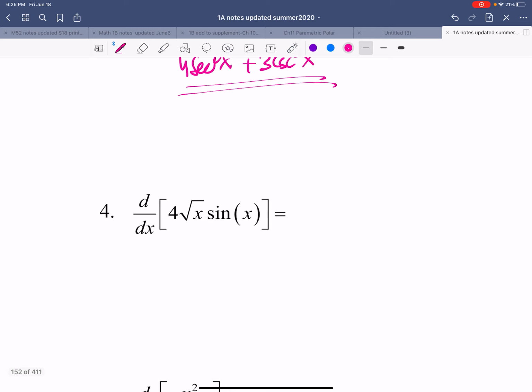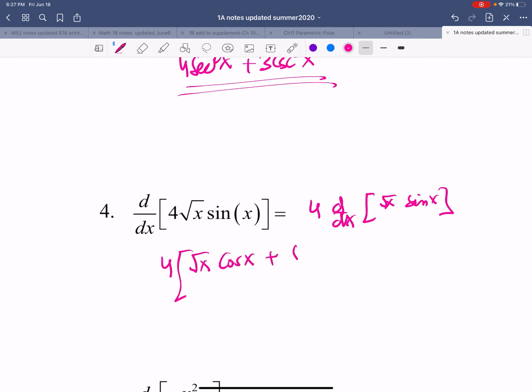4 square root of x times sine x. I'm going to pull out the 4, since 4 is a constant, and do the derivative of square root of x times sine x, using the product rule. Product rule says first function times derivative of second function plus second function times derivative of first function. Derivative of square root of x is 1/2 x to the power negative 1/2, which is 1 over 2 root x. So this turns out to be 4 root x cos x plus 2 sine x over square root of x.